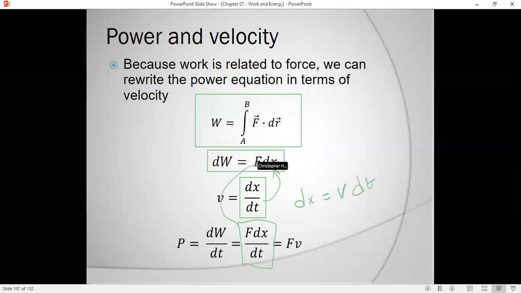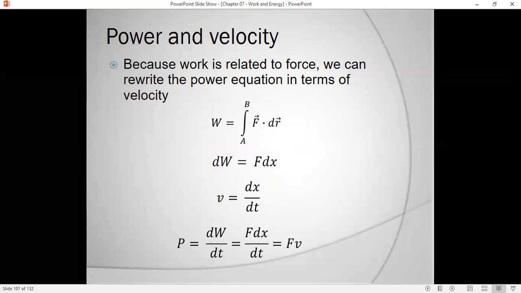Here's our F, our dx/dt, and then finally dx/dt is just v. We get that power is equal to force times velocity. So, again, what we're doing here is taking this original form right here, putting it over dt is probably an easier way of seeing this. This goes here, this goes here. By definition, this is power. And then we get force times velocity.